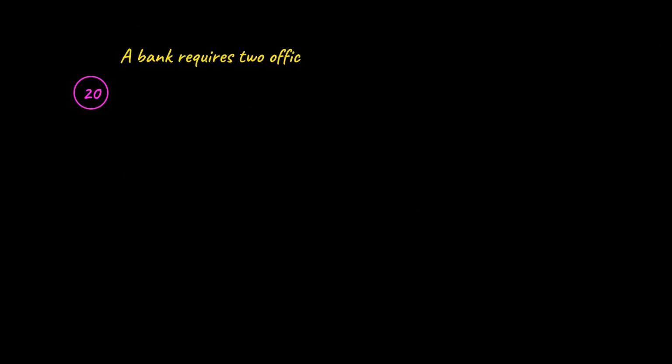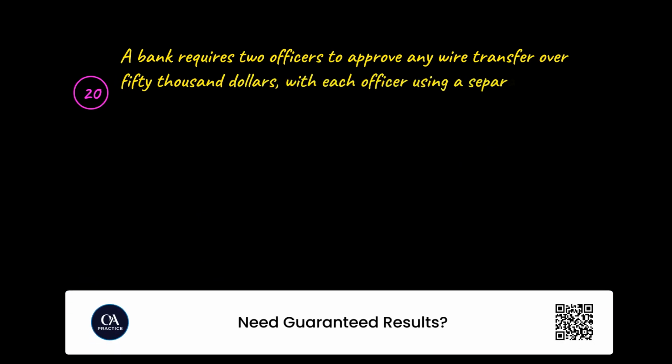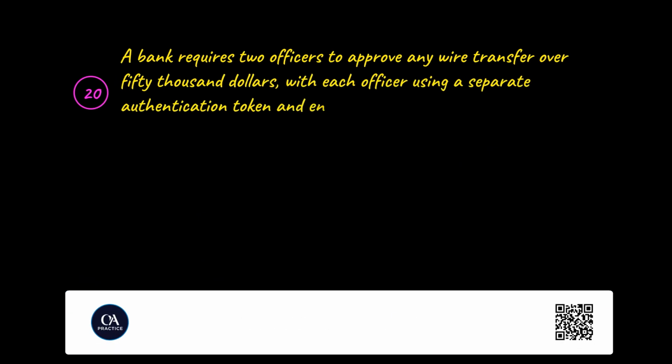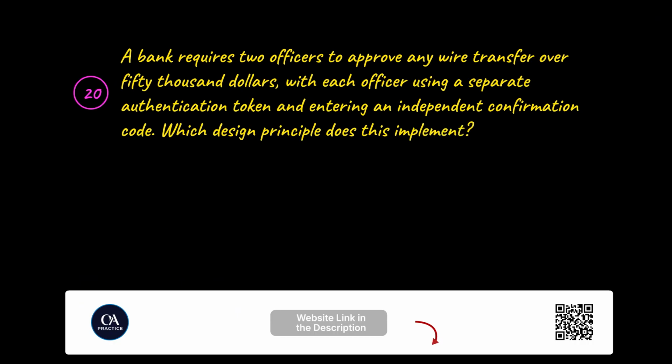Question 20. A bank requires 2 officers to approve any wire transfer over $50,000, with each officer using a separate authentication token and entering an independent confirmation code. Which design principle does this implement?